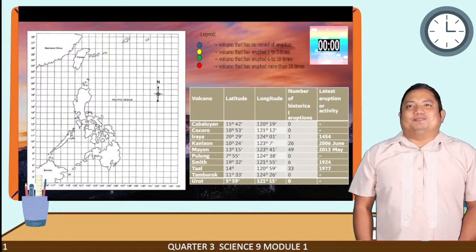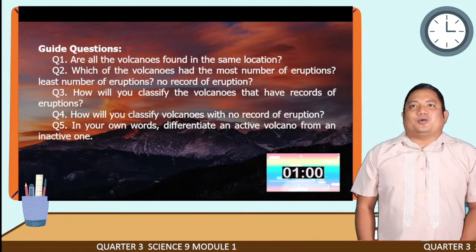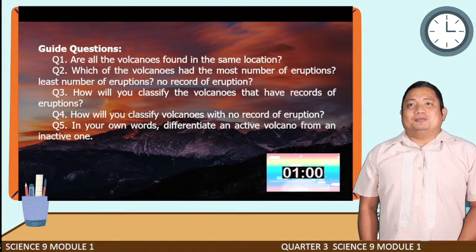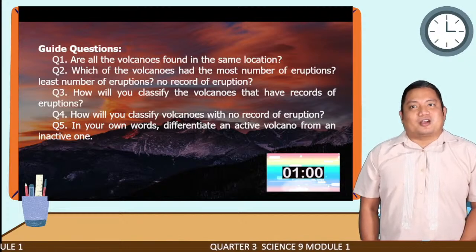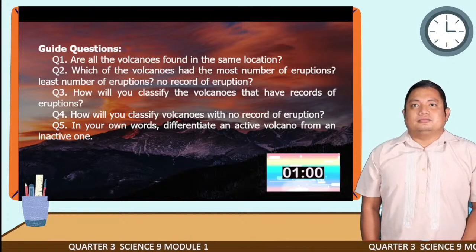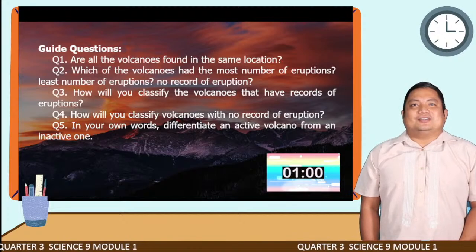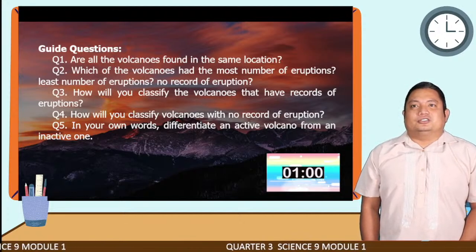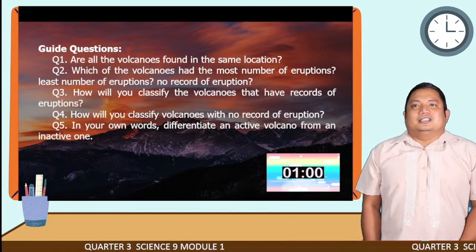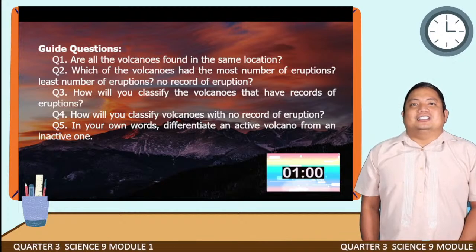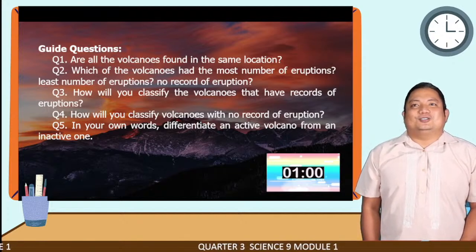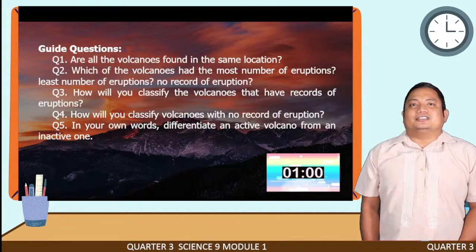Okay, time's up. There are guide questions. Number one, are all the volcanoes found in the same location? Question number two. Which of the volcanoes have the most number of eruptions, least number of eruptions, or no record of eruption? Number three. How will you classify the volcanoes that have records of eruptions? Number four. How will you classify volcanoes with no record of eruption? Question number five. In your own words, differentiate an active volcano from an inactive one. You have 1 minute to answer the guide questions. Timer starts now.